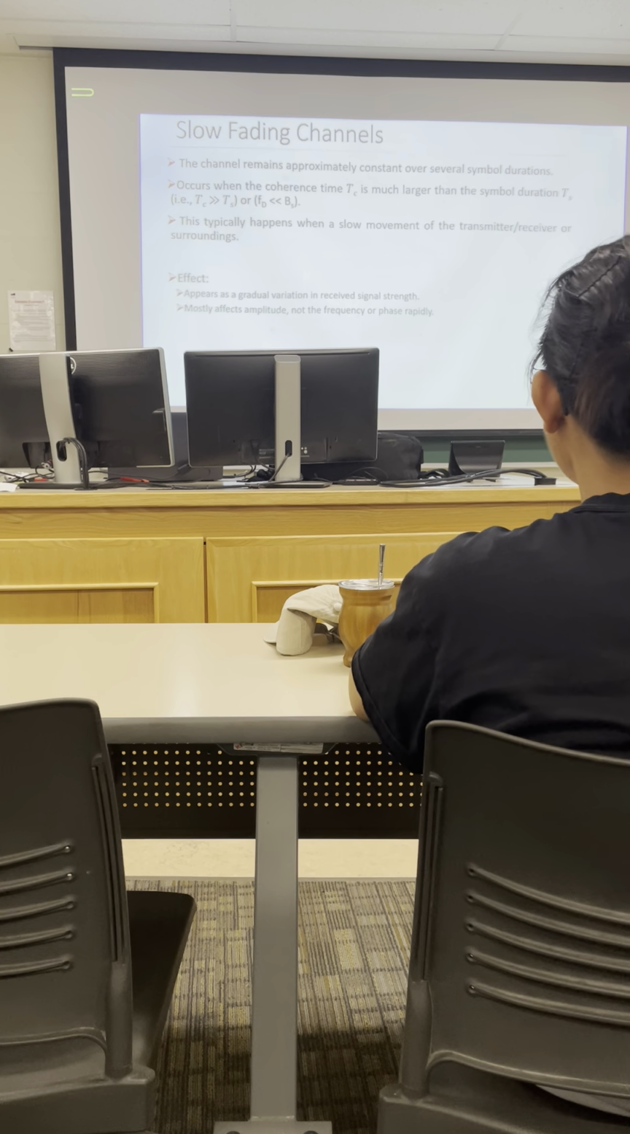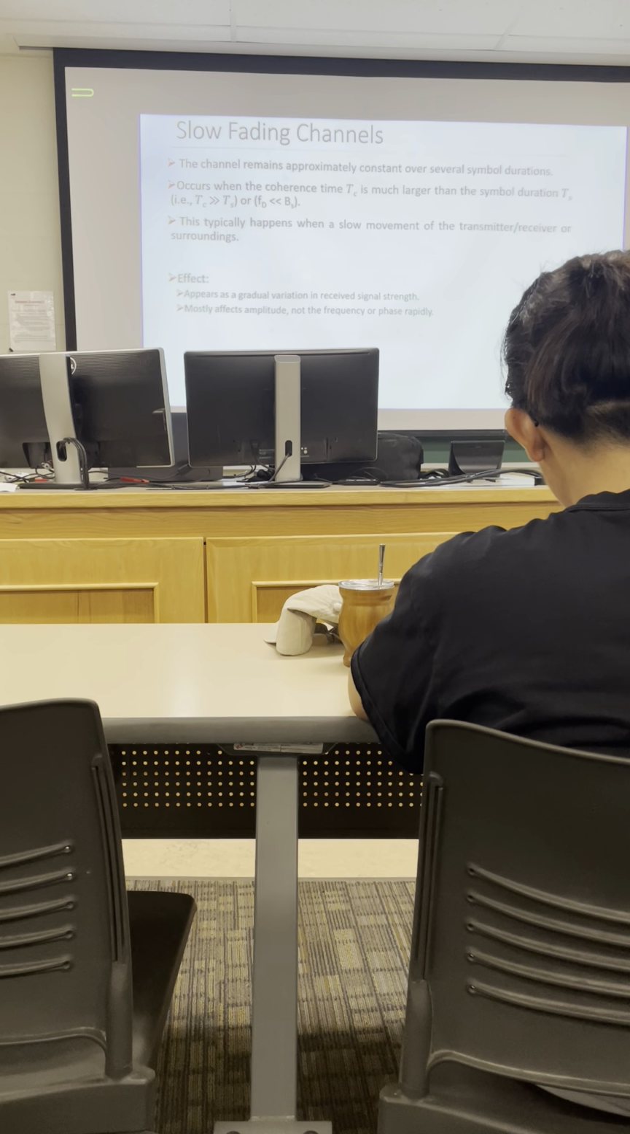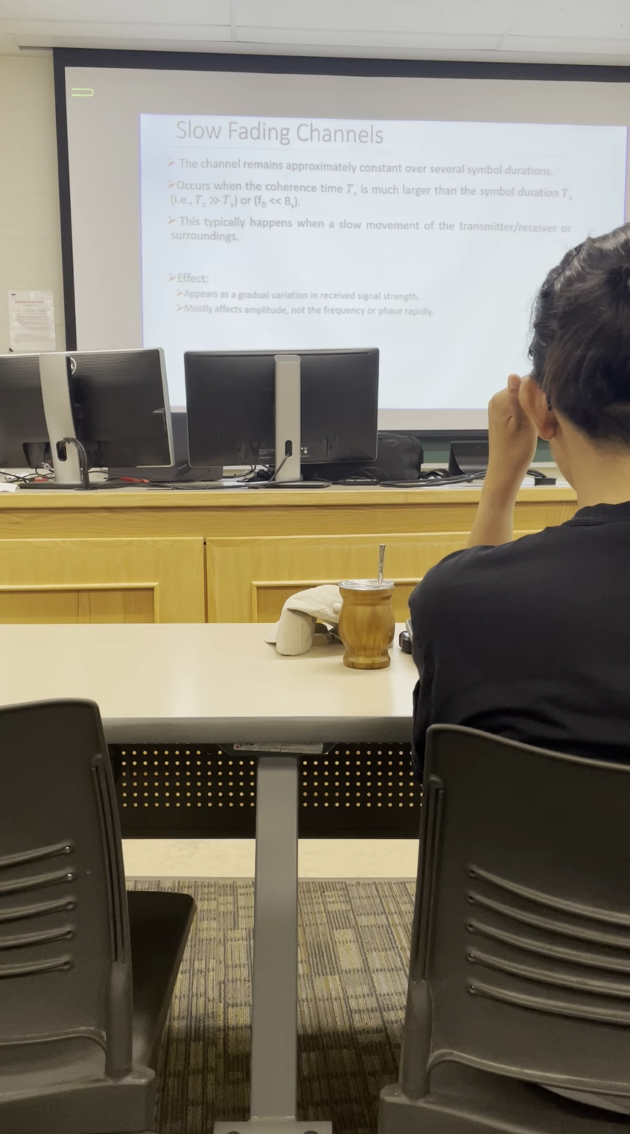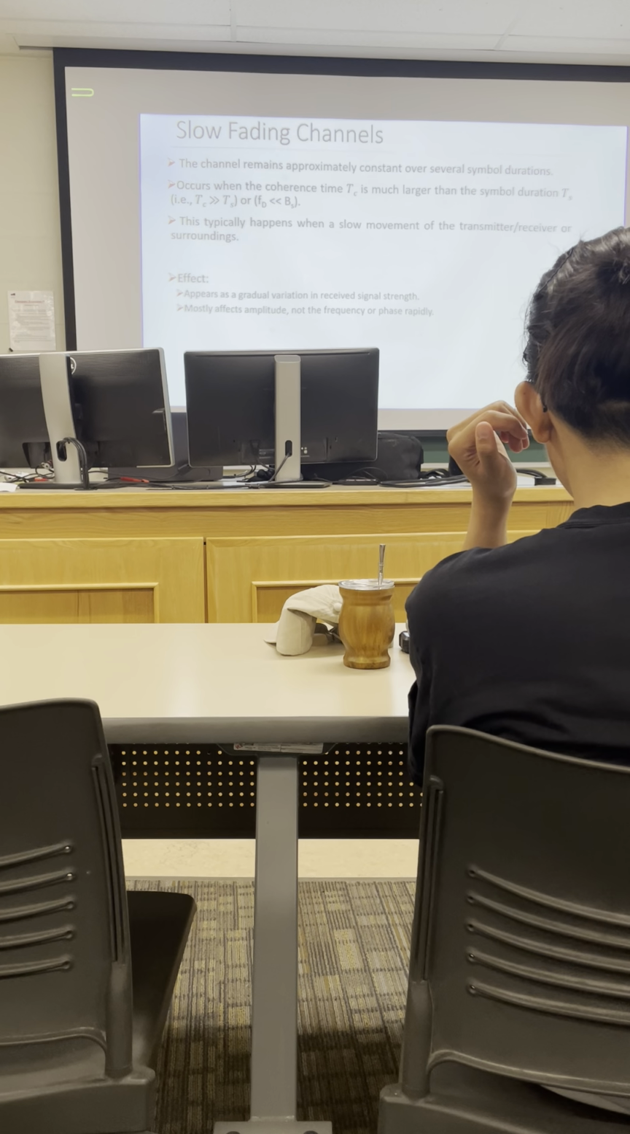So what's the condition for it? This is the definition: the channel remains approximately constant over the symbol duration. This means that because you have multiple symbols, I sent a symbol, another symbol, a third symbol, and all these symbols experience the same behavior. In this case, I can say that this kind of channel is a slowly varying channel.